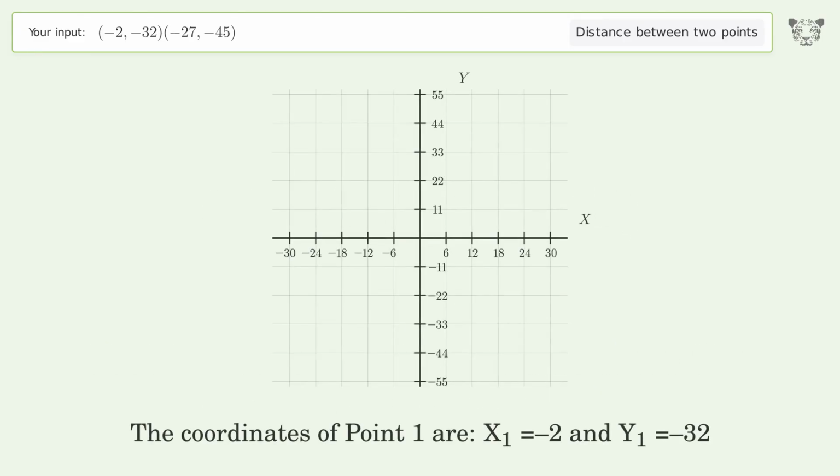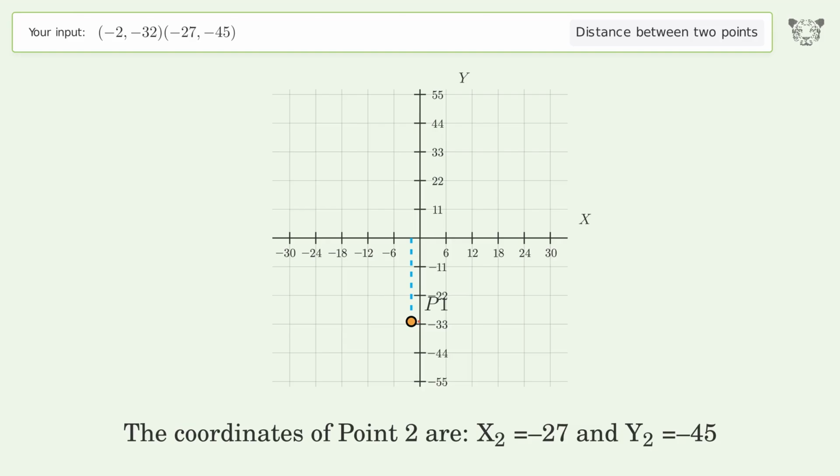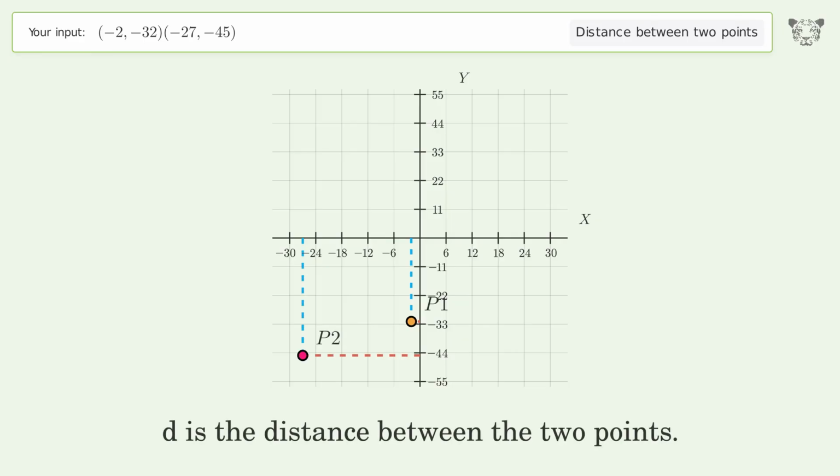The coordinates of point 1 are x1 equals -2 and y1 equals -32. The coordinates of point 2 are x2 equals -27 and y2 equals -45. D is the distance between the 2 points.